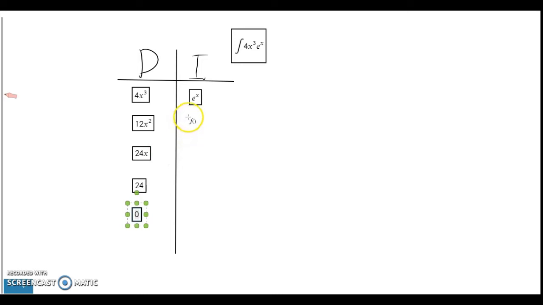Alright, and this one's going to be pretty easy. So the integration of e to the x is e to the x, right? And we're just going to do this all the way down. So e to the x, e to the x, e to the x, and e to the x. That never changes.